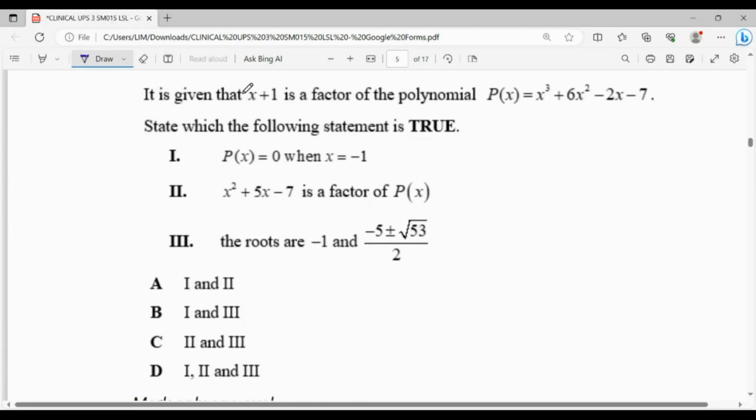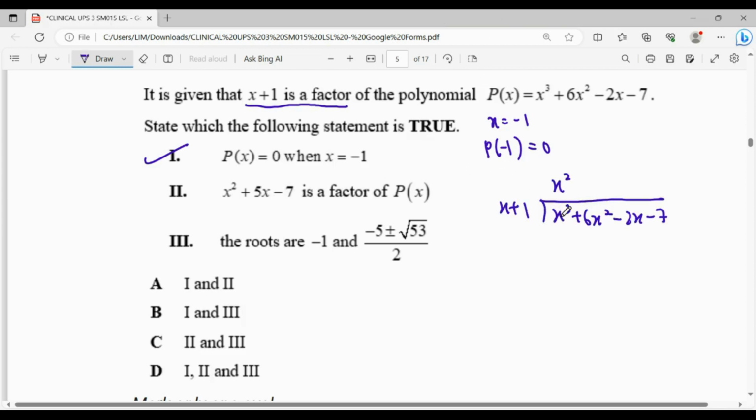Next, given that x plus 1 is a factor of this polynomial, state which of the following statements is true. When x plus 1 is a factor, it means x equals negative 1. We substitute into the polynomial, and it will be 0. So for the first statement, when x equals negative 1, P(x) will be equal to 0. So this is true. Then to get other factors, we can do long division. To get x cubed, we need x squared. Then we expand. Find the balance, we subtract, we get 5x squared.